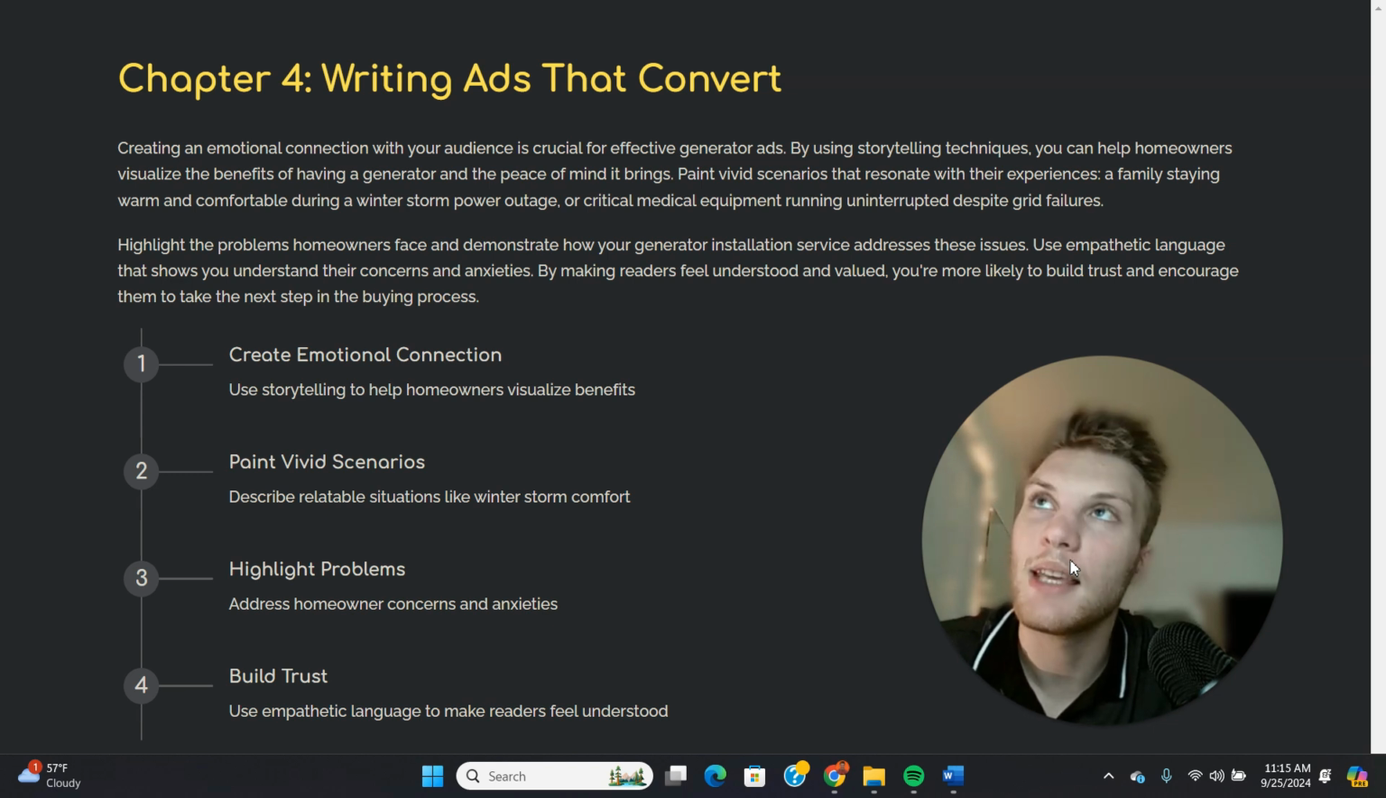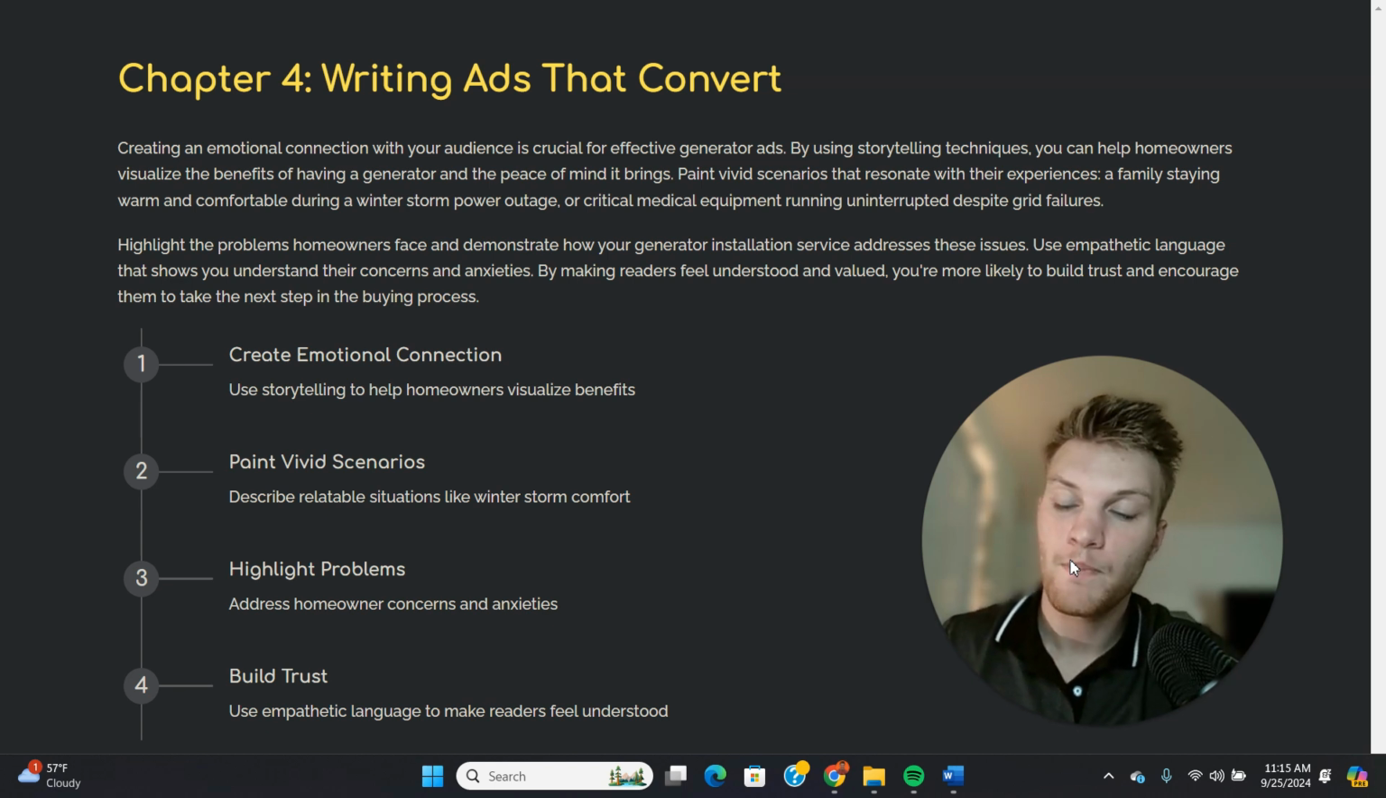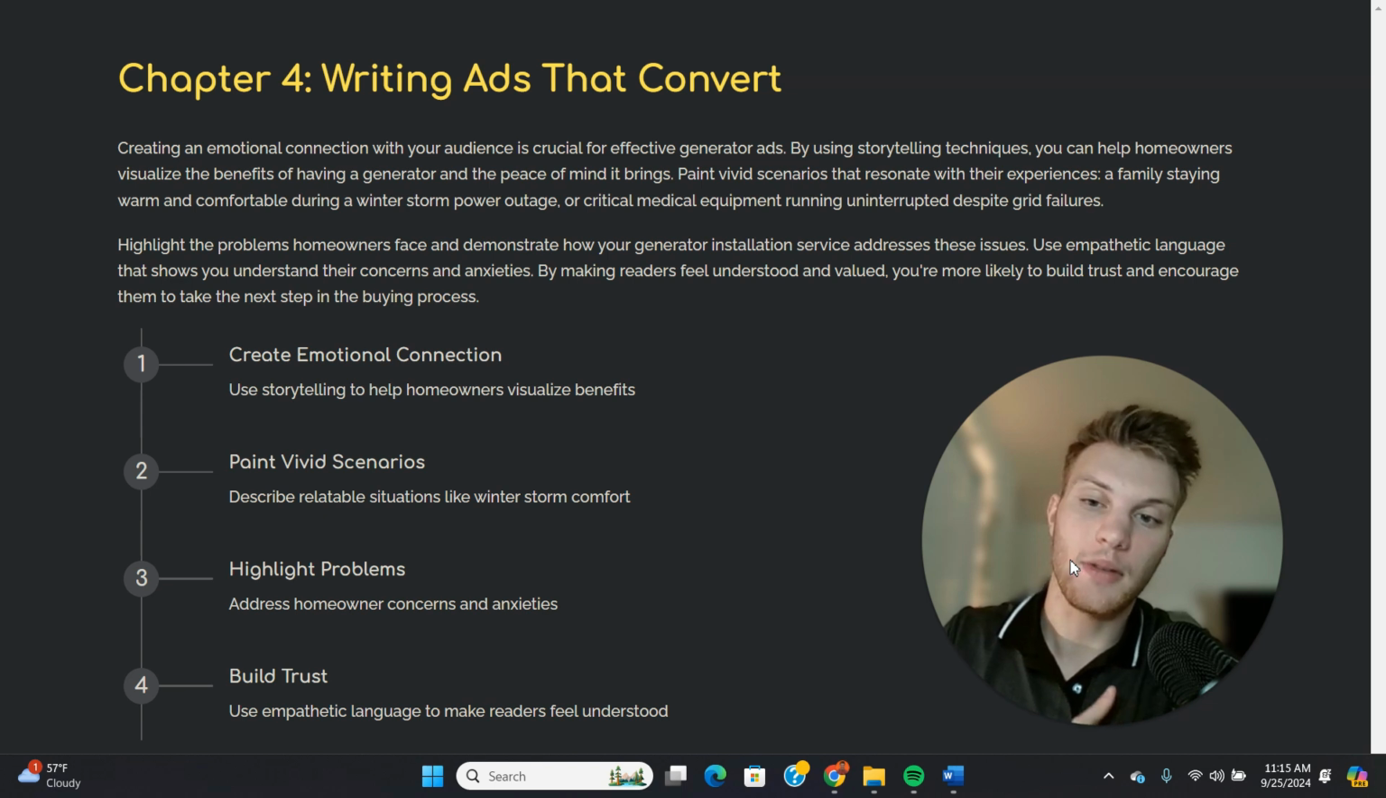And if you can get them to kind of relive, not in a bad way, some of that fear and feel those emotions again that are driving them to want to get a generator and fix that problem, then that's going to be fantastic also.